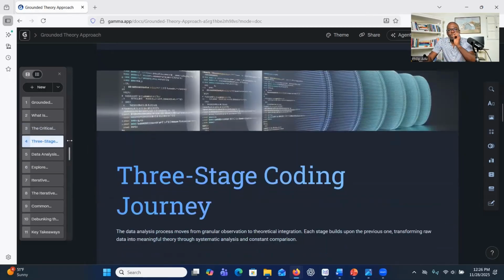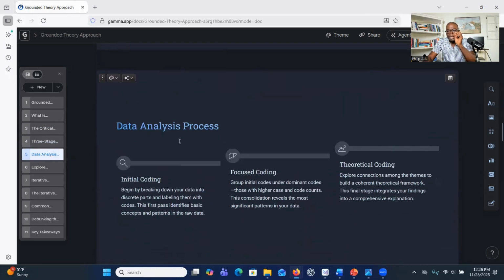There are about three main stages that you have to pass through when you are analyzing your data, and I'm going to briefly talk about them. And also, if you have any question, you can put it in the comment section. I'll be happy to address them for you.